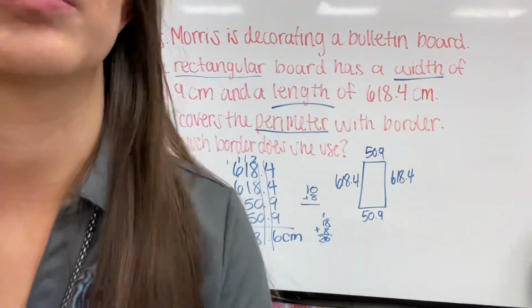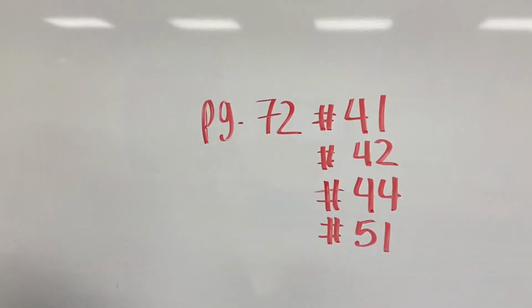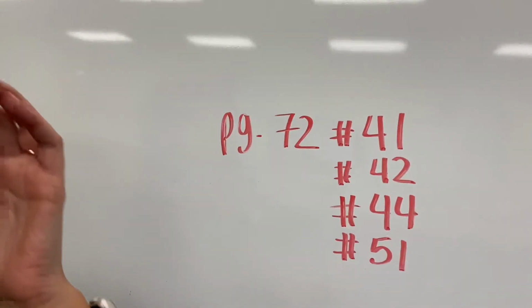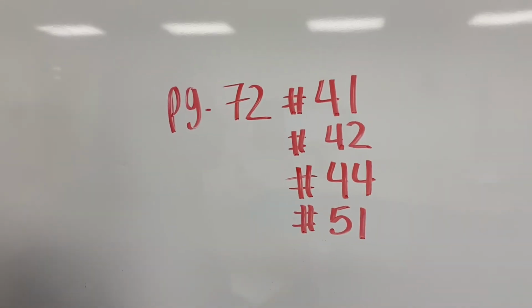So now that you've made it to this point, go ahead and solve. We're on page 72. You're looking at numbers 41, 42, 44, and 51.